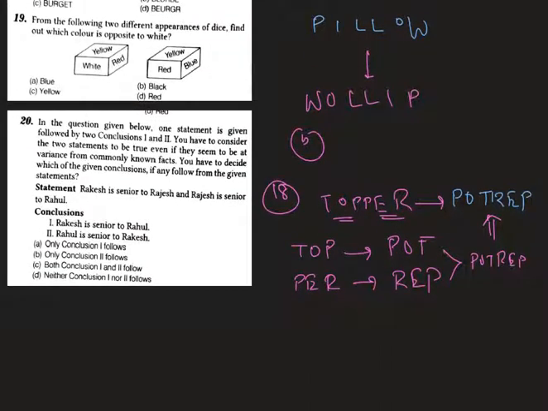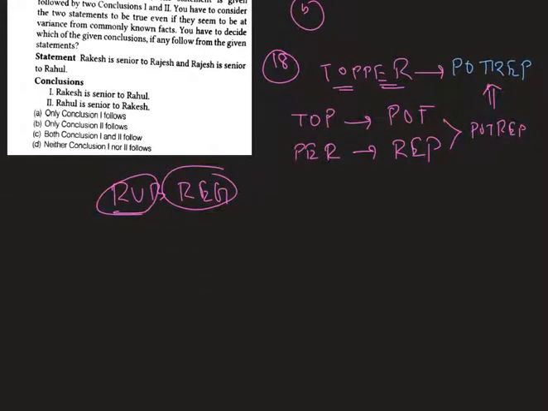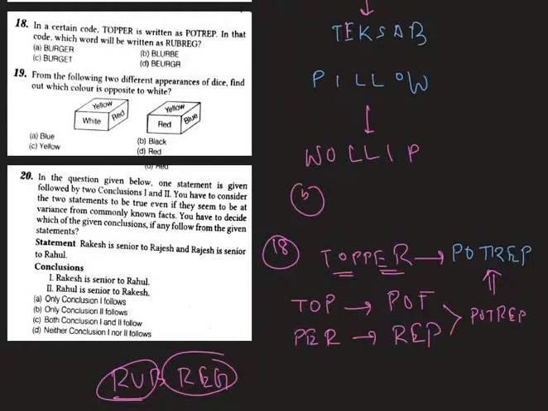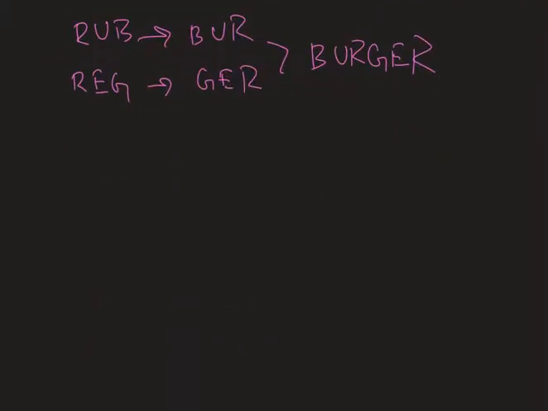Now, in the word RUBRAG, if we similarly divide the word into clusters of three alphabets, we get RUB and RAG, and then reverse them, BUR, and then GER. After adding this, we get burger. Okay, so A is the correct answer. Now let's see the next question.